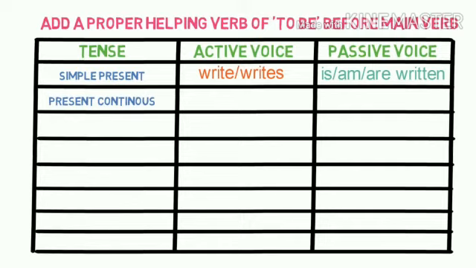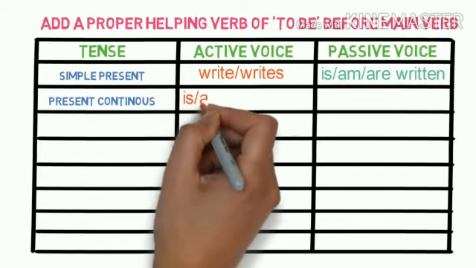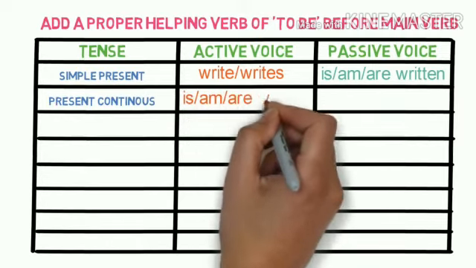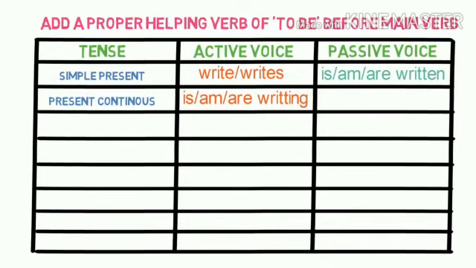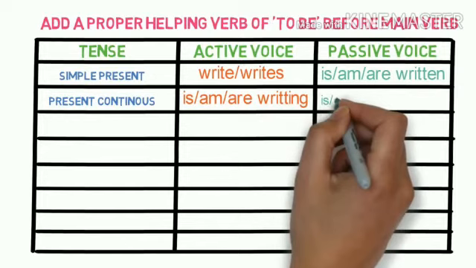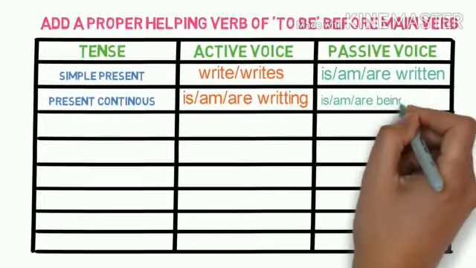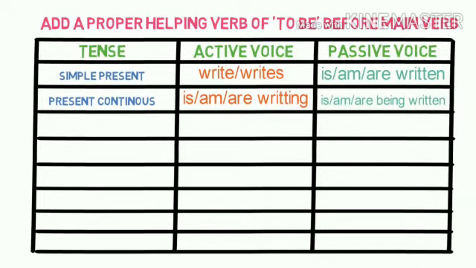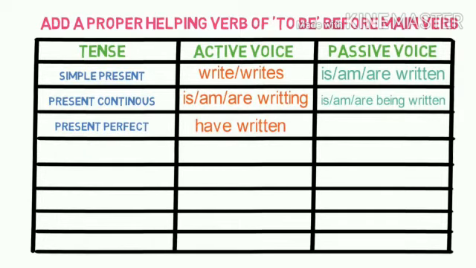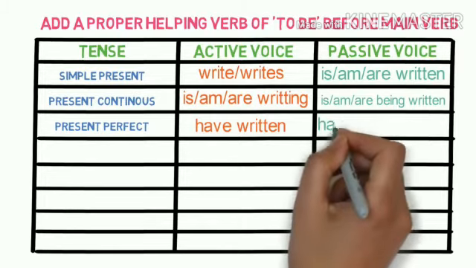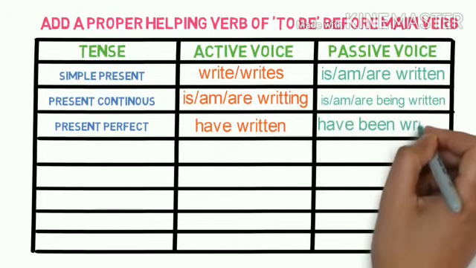Then in present continuous tense, if we are using is, am or are with the main verb writing, then in passive voice it will be is, am or are plus being plus written. For present perfect tense, in active voice we will be using a verb like have written, and in passive voice it will be changed to have been written.